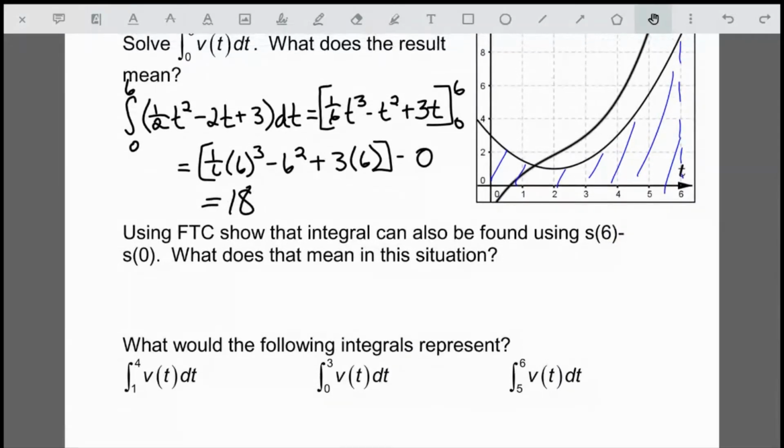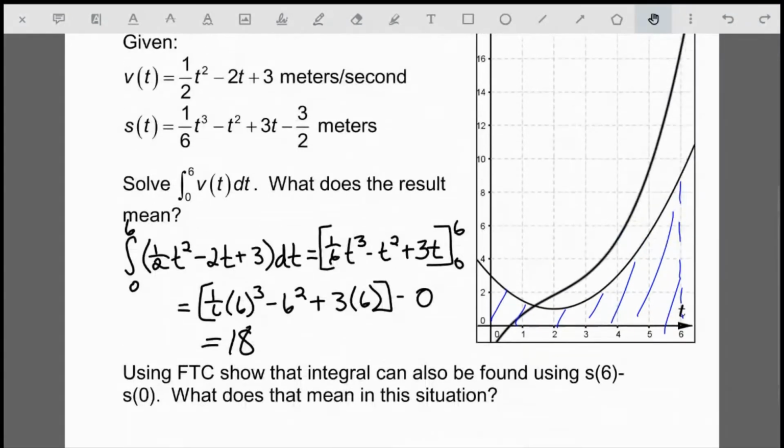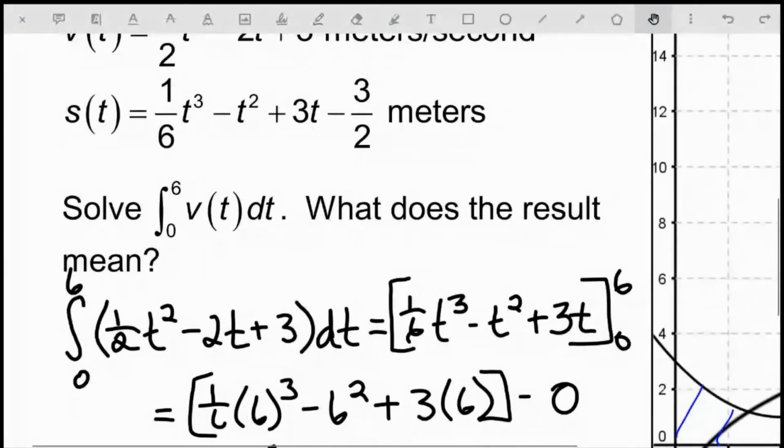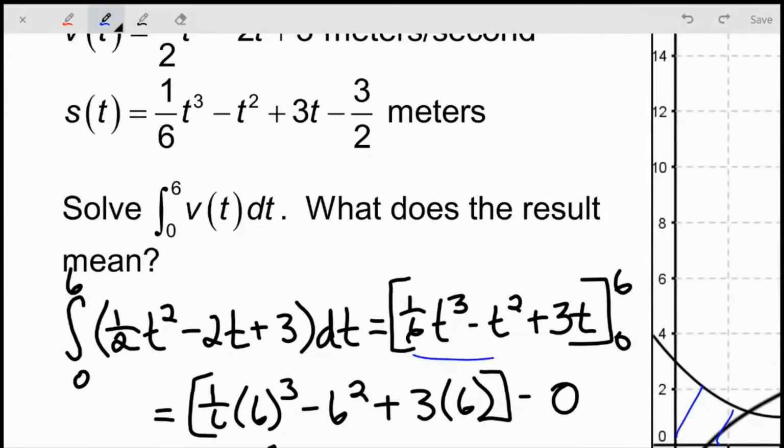It says, using the fundamental theorem of calculus, show that the integral can also be found using position at time 6 minus position at time 0. And what does that mean in this situation? Well, look at our position function, 1/6 t cubed minus t squared plus 3t minus 3 halves. And look at the antiderivative that I used when I solved this integral. Those are not exactly the same, right?